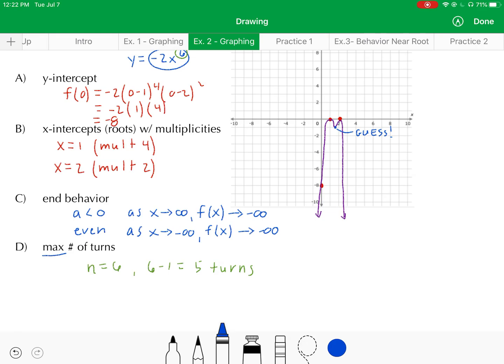Okay. All right, your turn to practice. You're going to go to practice 1. There you'll see a function already graphed for you, and you need to identify some key characteristics of that graph in order to come up with an equation in factored form to represent that function. Okay, pause the video, work through it yourself, and then come back, check your work.